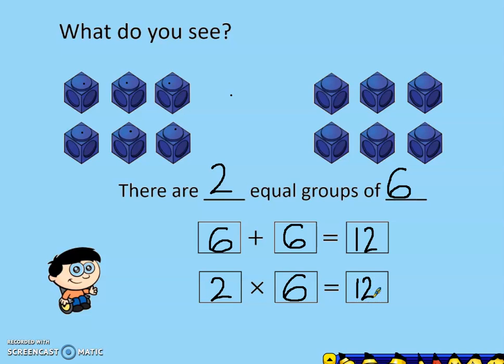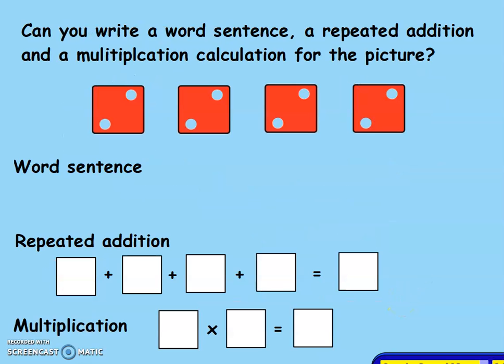Again, we could check that using our times tables just to double check we've got the right answer. So 2 times 6, 6 fingers out and count in 2s, 2, 4, 6, 8, 10, 12. So we know that the answer is going to be 12. Let's have a try at another example.